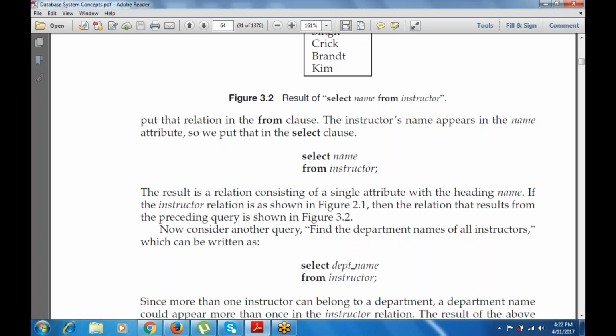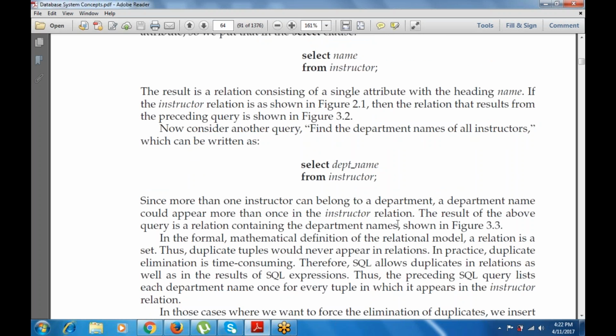If the instructor relation is shown in the figure, then the relation that results from the preceding query is given over here. Now consider another query: find the department names of all the instructors, which can be written as select department name from instructor. Since more than one instructor can belong to a department, the department name could appear more than once in the instructor relation, and the result of the above query is a relation containing the department names.